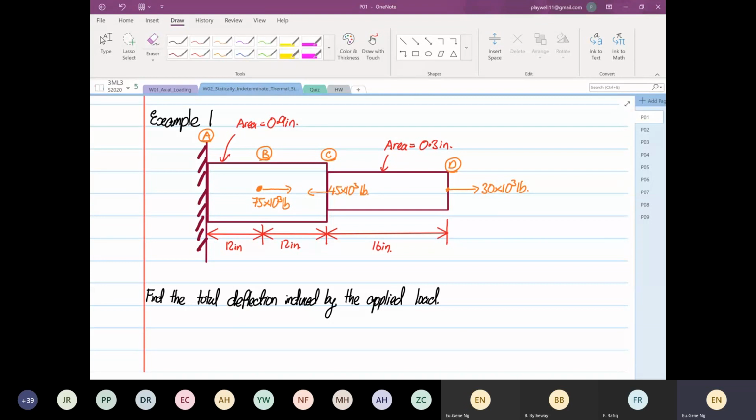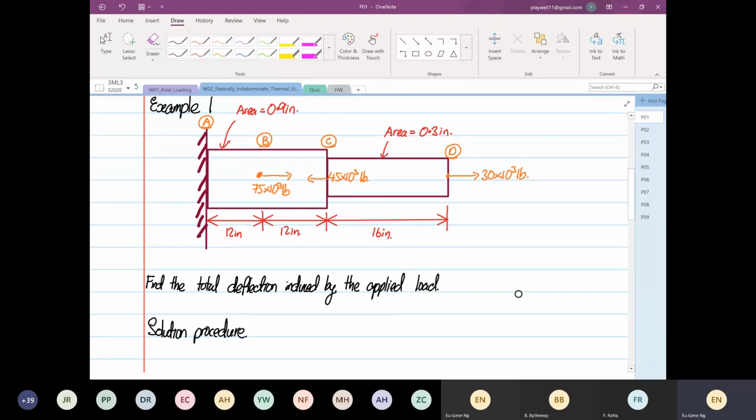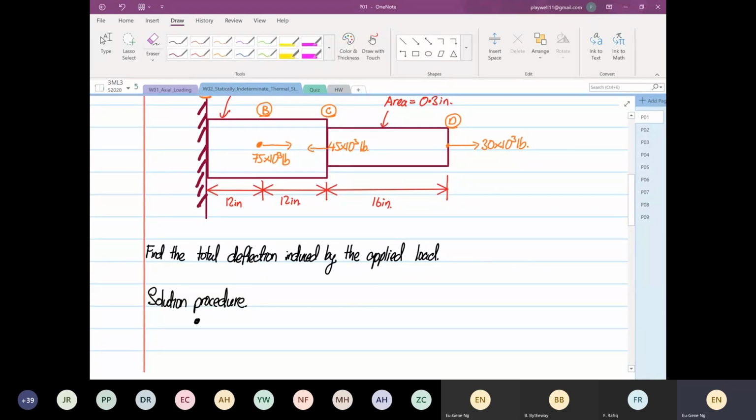So I'm going to write out the solution procedure. The solution procedure is as follows. The first thing that we're going to do, based on what is given to us, is divide the rod or divide the structure into components at either the load. So we divide based on the load application region.